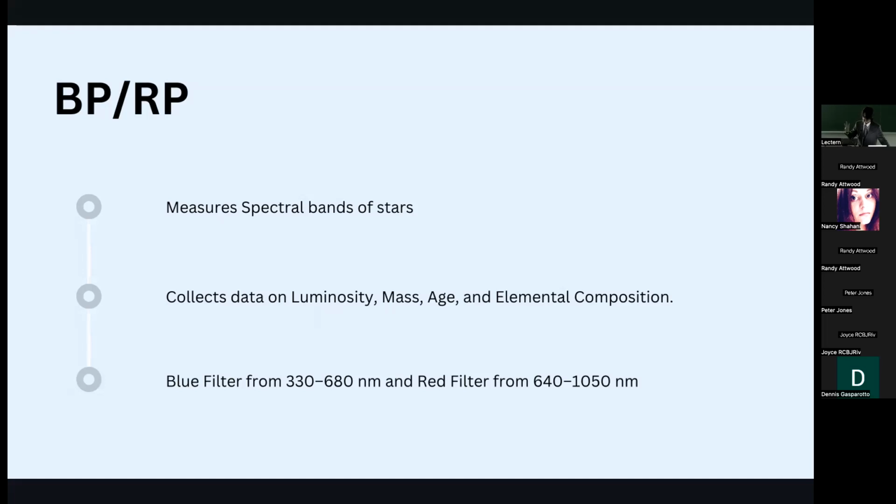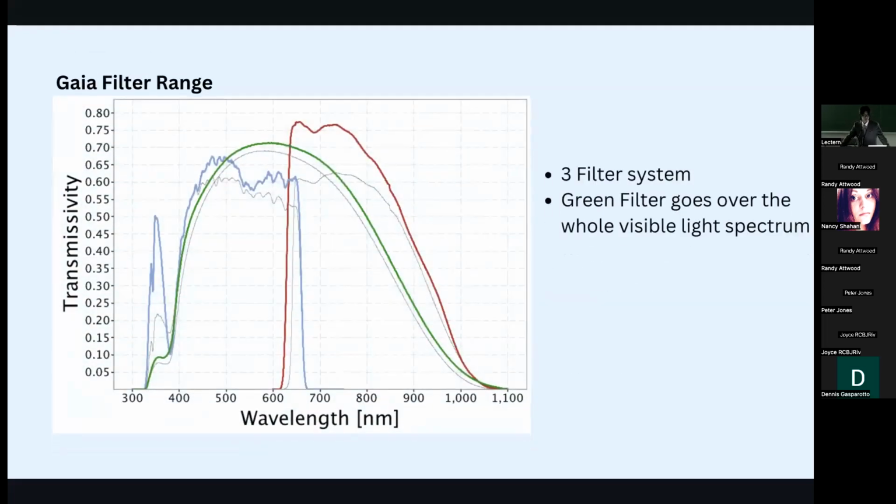So there are actually three filters. There's a blue filter going from 330 to 680 nanometers, and a red filter going from 640 to 1050 nanometers. This range basically encompasses all of visible light. However, there's also a third one, which is a green band, which covers the whole thing and measures the light coming in from all visible light.